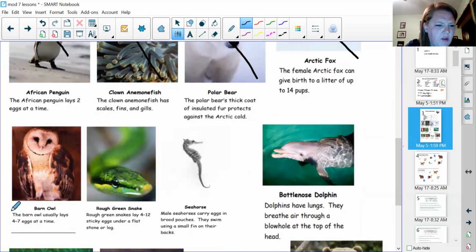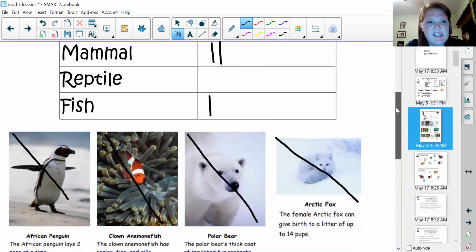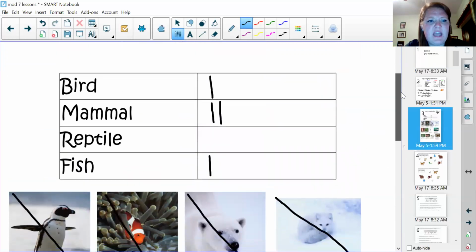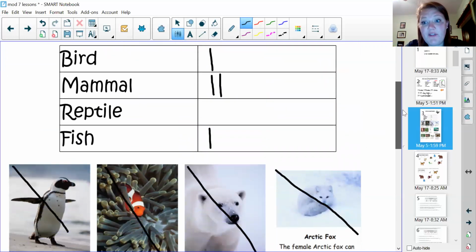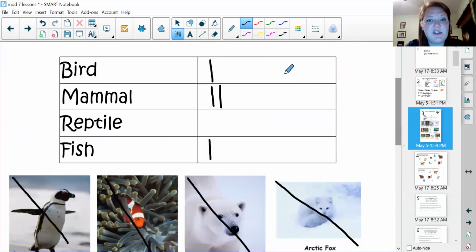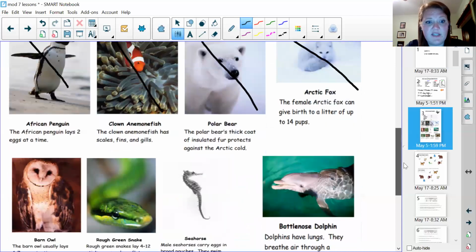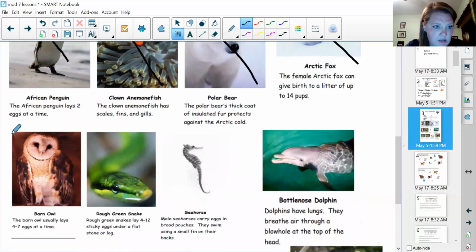Ooh, barn owl. The barn owl usually lays 4 to 7 eggs at a time. So what is it? Is this a bird, mammal, reptile, or fish? It's got feathers and it lays eggs, so it is a bird. So far, which one have we seen the least? Reptiles. Let's see if that changes. Oh boy. So barn owl, done.